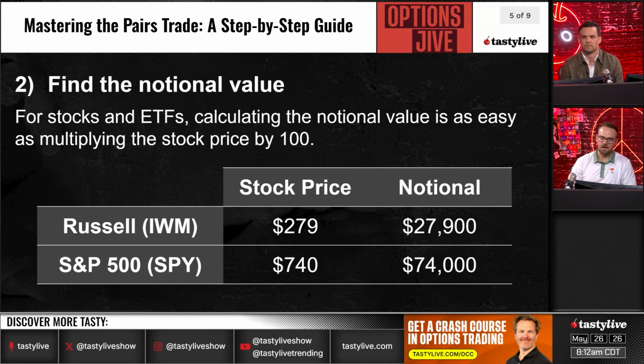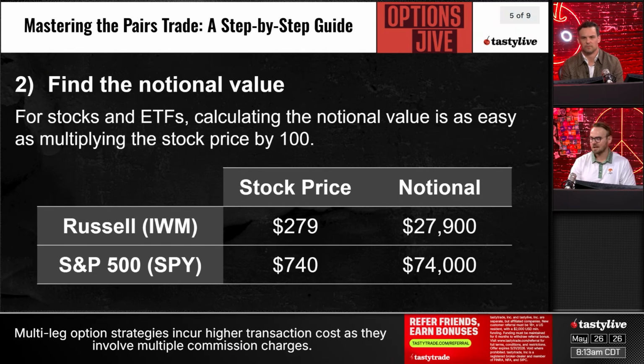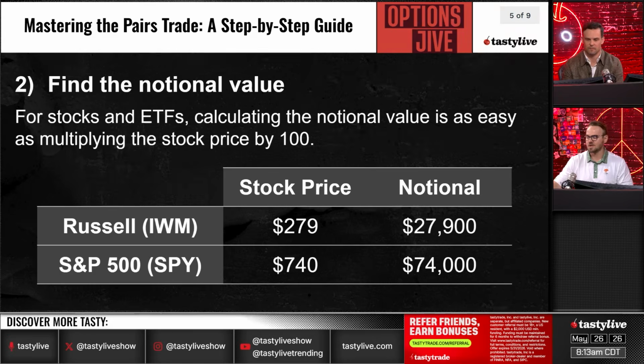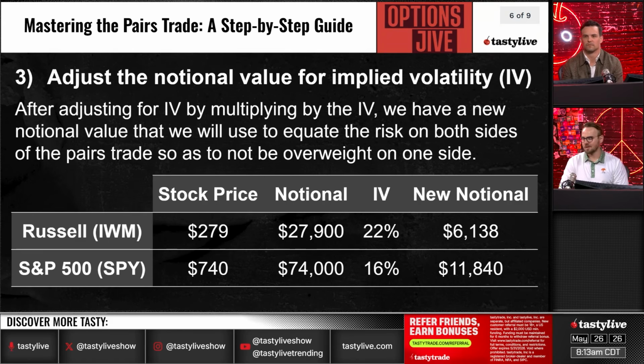So again, these are 2 different products that have very different prices and implied volatilities. So you can't just buy 100 shares or sell 100 shares of each and then expect to have this equated pairs trade on your hands. You've got to adjust. So what does that look like? On the next slide, please. Adjusting for notional value and implied volatility.